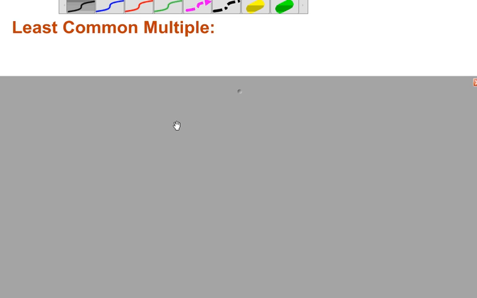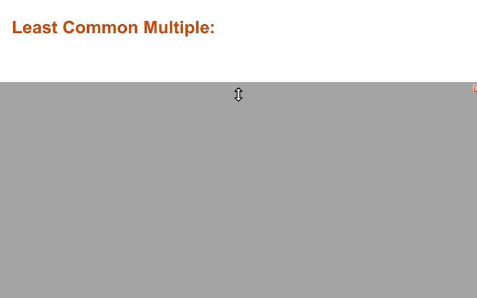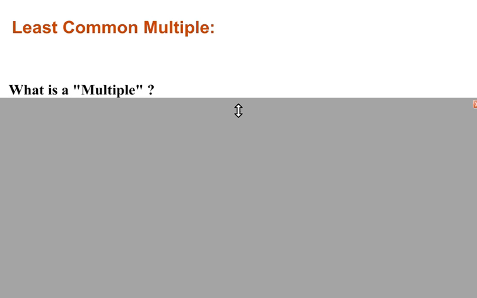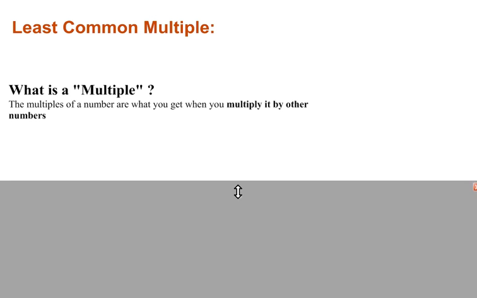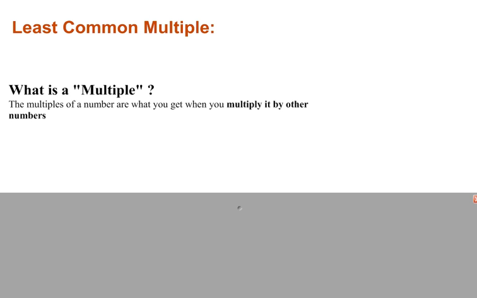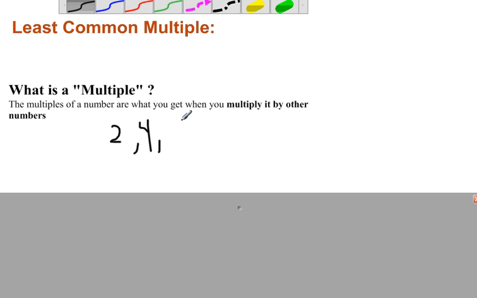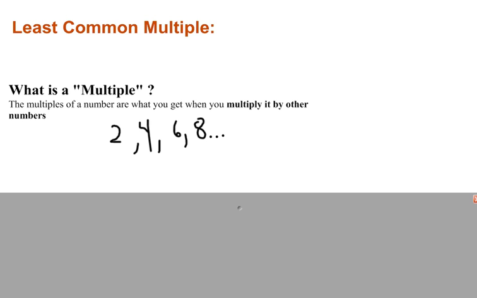Finding the least common multiple. I think first, to find out how to do this, it's easiest to break down what each of these words mean. So what is a multiple? The multiples of a number are what you get when you multiply it by other numbers. So, for example, if I took the number 2, 2 times 2 is 4, 2 times 3 is 6, 2 times 4 is 8, and so forth. If I kept going, I'd be listing the multiples of 2. So that's what a multiple is.